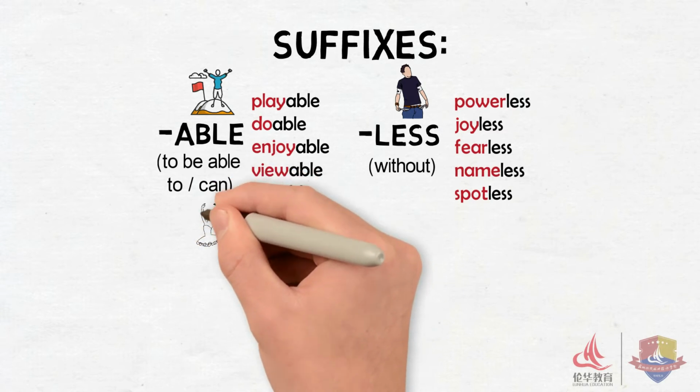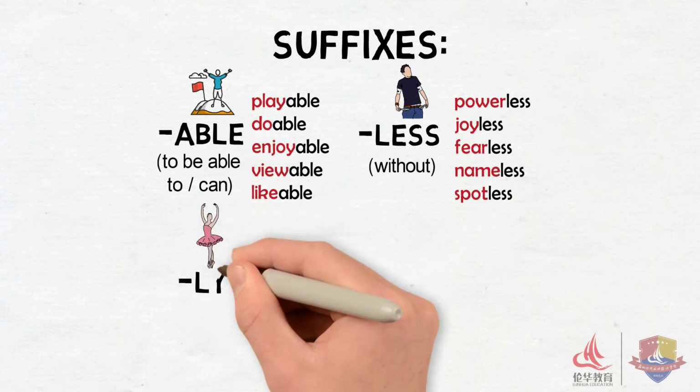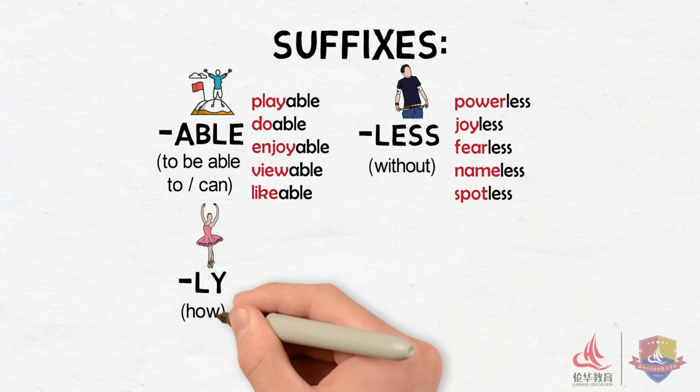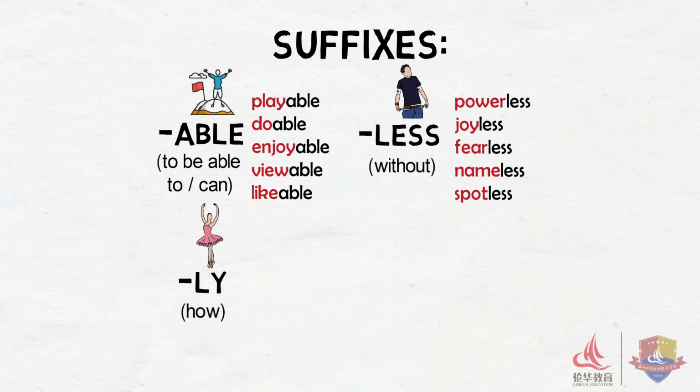Next is ly, L-Y. Ly is a very common suffix that tells us how something is done. It helps describe actions and makes adjectives into adverbs. Safely is when you do something in a safe way. Quietly is to do something and not make much noise while you're doing it. Quickly is when you hurry to do something.